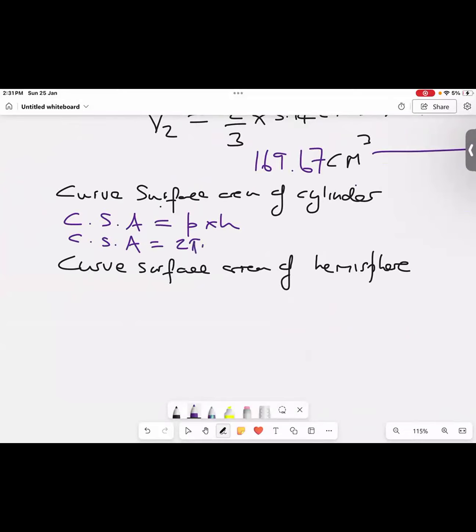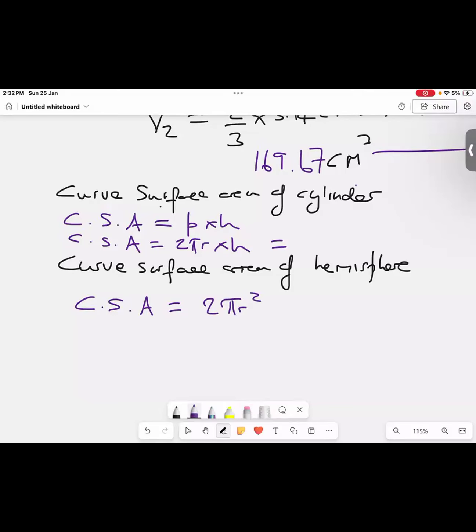Now, for the curved surface area of a hemisphere, obviously, I didn't teach you anything about spheres in the class. But the formula is this: the curved surface area of a hemisphere is equal to 2 pi r squared. All right? So if you remember, you remember. If you don't, I'll just say it. But you're learning it now.